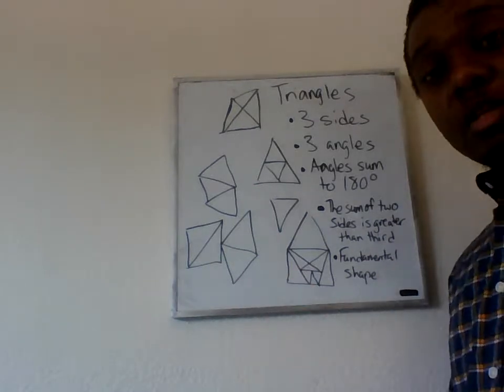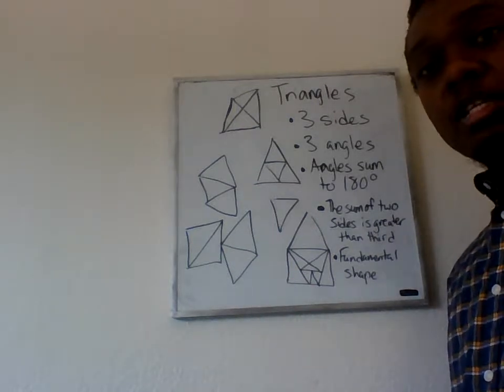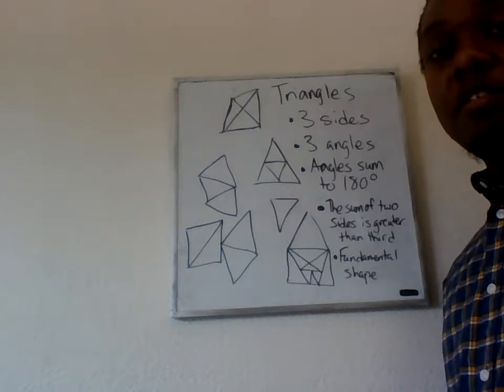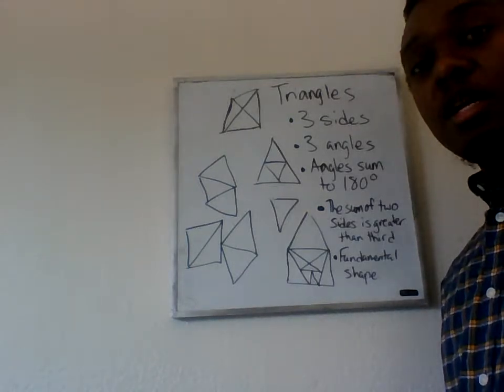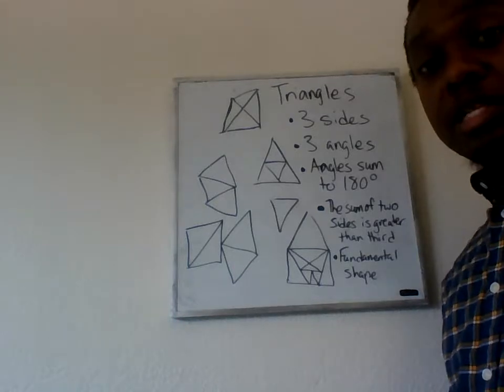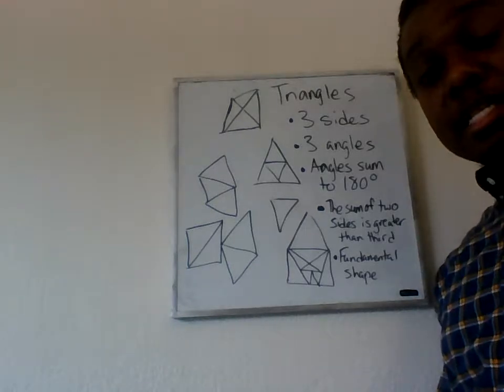Well, hello. So today we're going to be talking about triangles and just a brief overview of them. Many of you have probably heard of a triangle before and understand what it is. But a triangle is a shape with three sides and three angles. Thus, it has the name triangle.